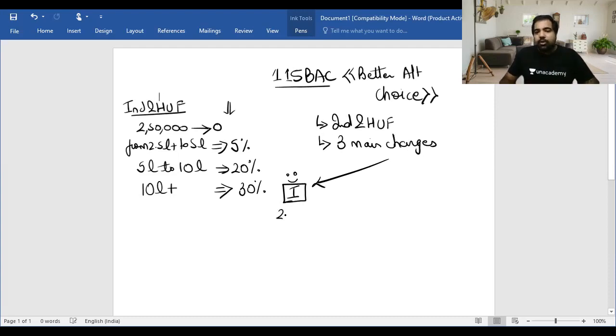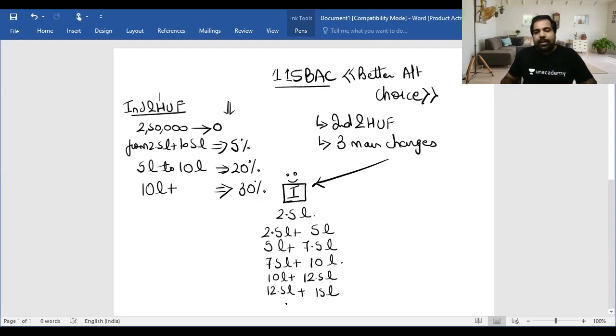The first slab is 2.5 lakhs. The second slab is 2.5 lakhs plus to 5 lakhs. The next slab is 5 lakhs plus to 7.5 lakhs. As you see, the slabs are now uniform at 2.5 lakhs. Next slab is 7.5 lakhs plus to 10 lakhs. No prizes for guessing the next one: 10 lakh plus to 12.5 lakhs. 12.5 lakhs plus to 15 lakhs, and then 15 lakhs plus. So if you see, every slab, except of course 15 lakh plus, is 2.5 lakhs.